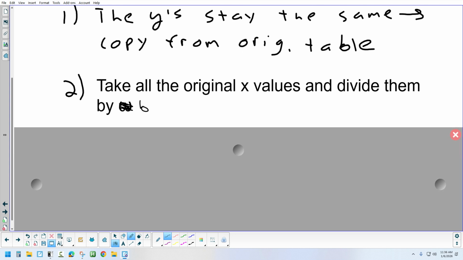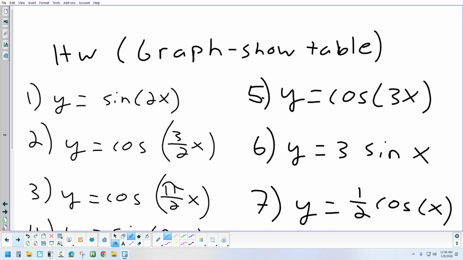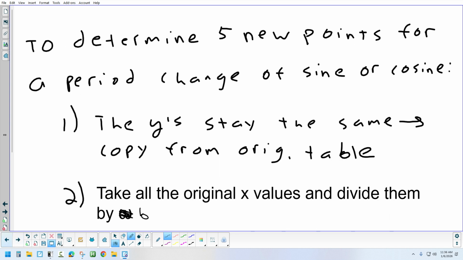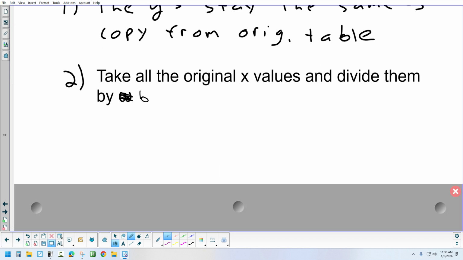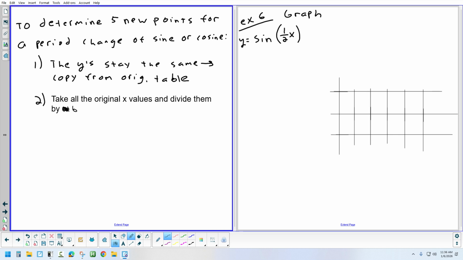So let's try a couple examples of period change, and then maybe we'll look at a multi-step, I'm not sure. Okay, so first one is sine 1/2 x. I'm going to do my table over here just because I have more space.